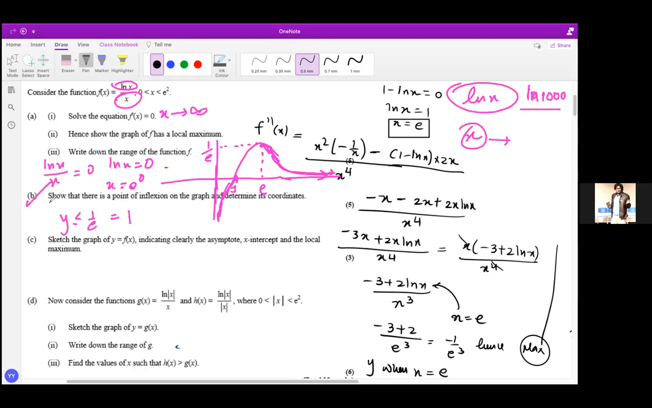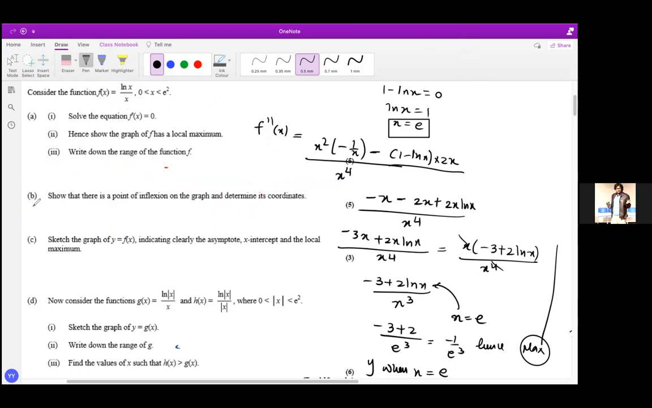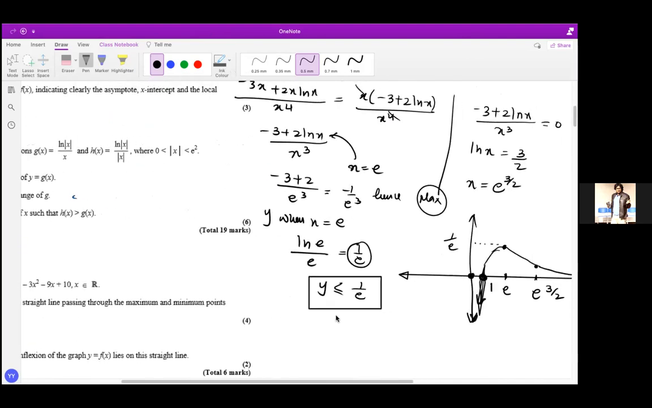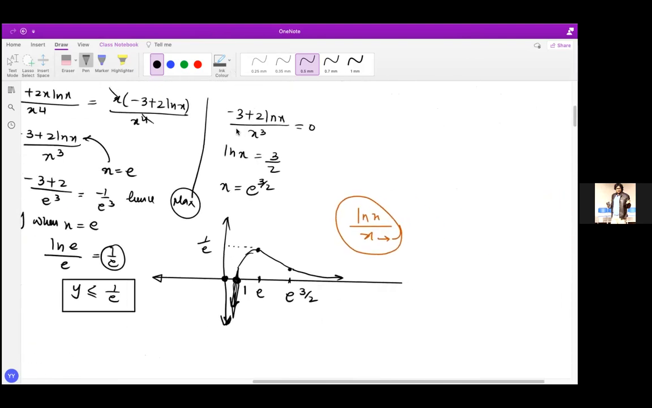For the B part, we have to find the point of inflection and determine its nature. As we discussed just now, for a point of inflection, equate the second derivative to 0, solve for x, and then verify with the sign diagram of the second derivative. If I equate the second derivative to 0, negative 3 plus 2 ln x upon x cubed equals 0, which is nothing but ln x equals 3 over 2. So x is e to the power 3 over 2.